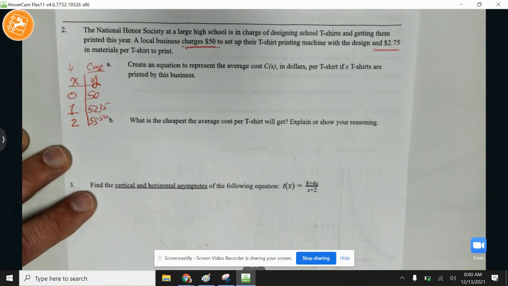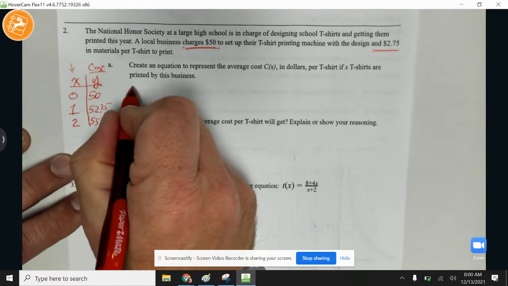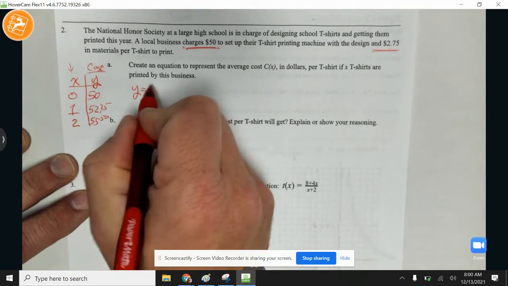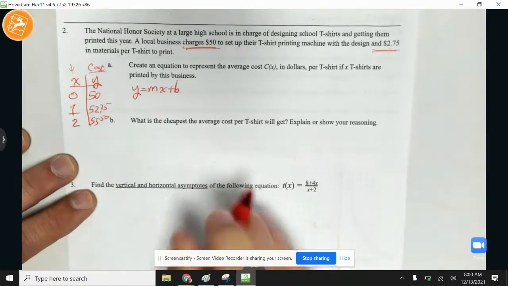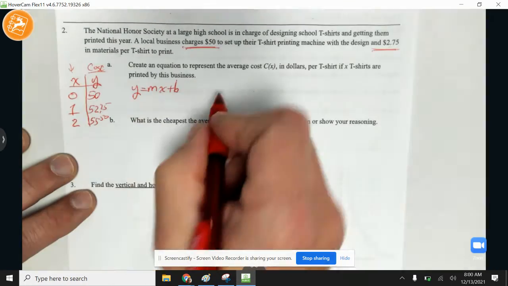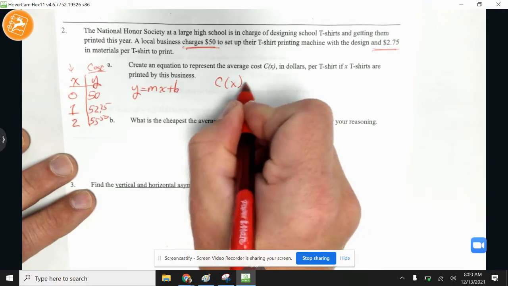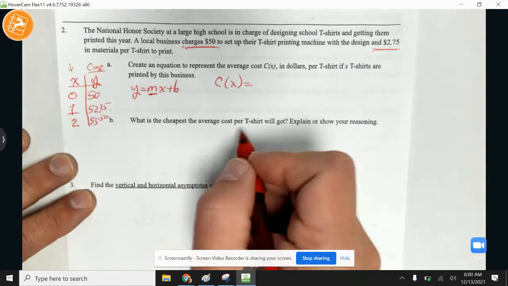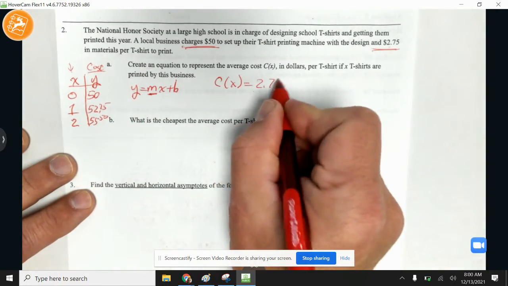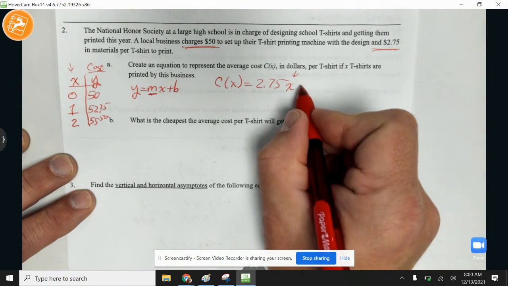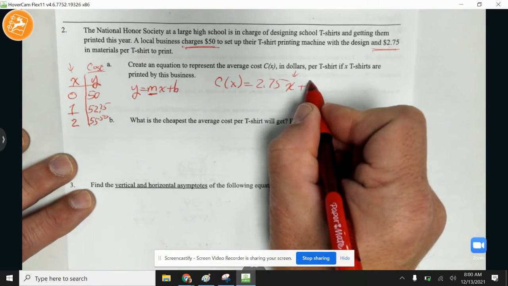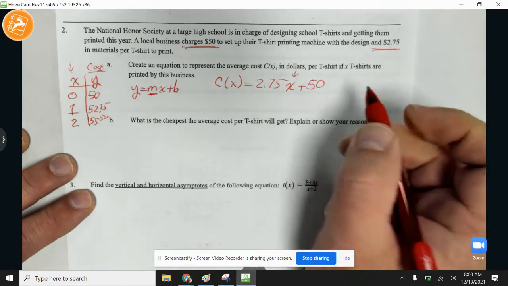And then from here, hopefully you recognize that you're having a linear situation. So you get y equals mx plus b. Okay, and if I were to set this up, I'm going to have C of x equals my incremental change, which is 2.75, x is the number of t-shirts, plus my initial setup cost. My initial value is 50.